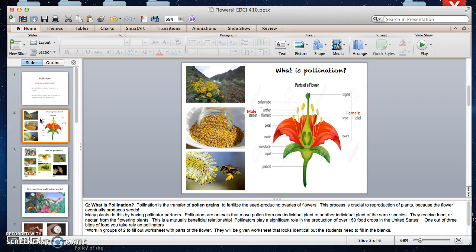Pollinators are animals that move pollen from one individual plant to another individual plant of the same species. They receive food or nectar from the flowering plants. This is a mutually beneficial relationship. Pollinators play a significant role in the production of over 150 food crops in the U.S. 1 out of 3 bites of food you take rely on pollinators.